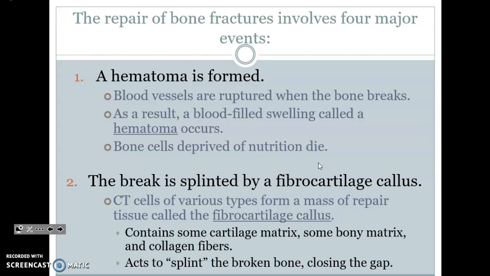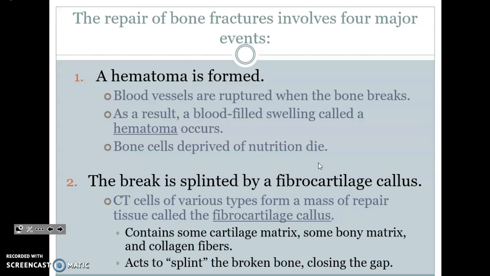The first stage is a hematoma is formed. Those of you who have taken medical terminology know that hemat means blood, and oma means tumor or swelling. So in this case, it means swelling. Hematoma is swelling because of blood, so blood rushes to the area. And the point of that is because blood is healing. It has a lot of nutrients and oxygen and healing powers in it that will help that healing process to start.